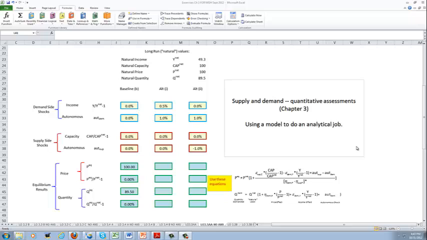Hello, the purpose of this video is to show you how you can do a quantitative assessment of supply and demand. We're going to be looking at a market, and this could be, for example, the world market for oil, and we're going to be considering several different kinds of shocks to supply curves and demand curves, and our results are going to be quantitative.